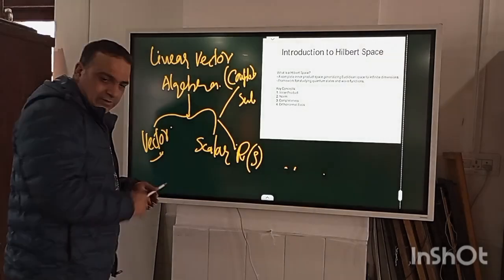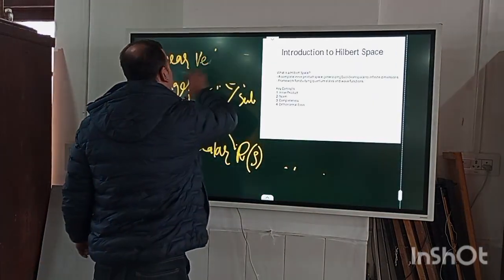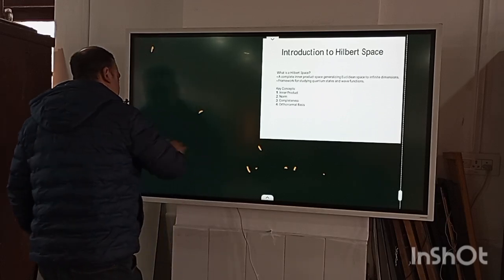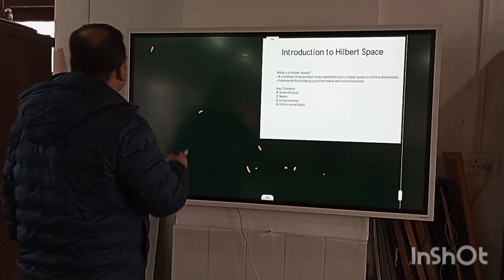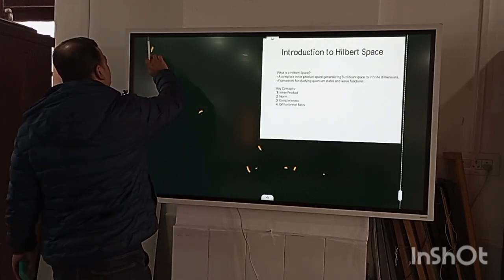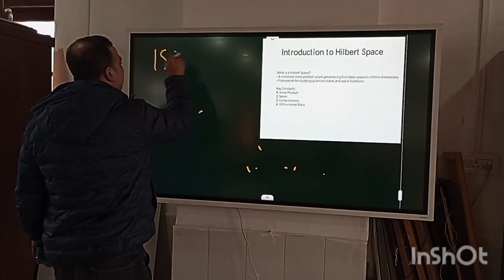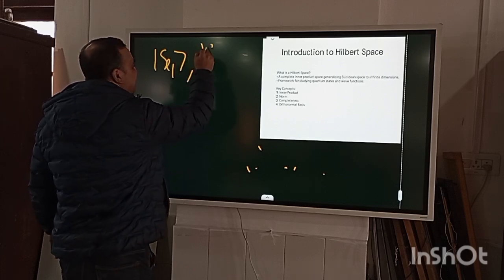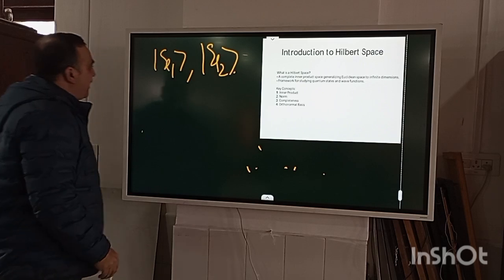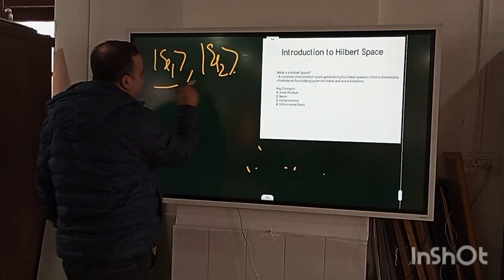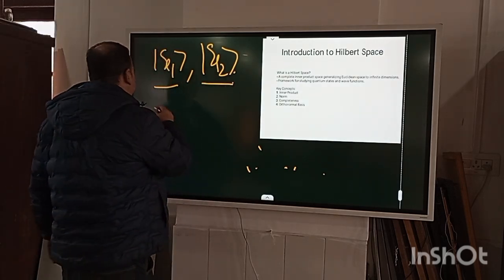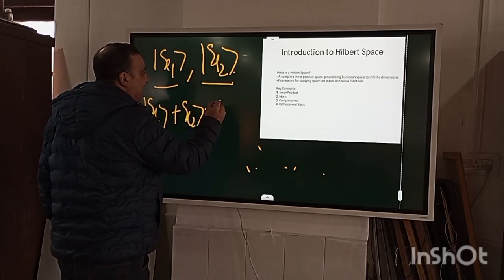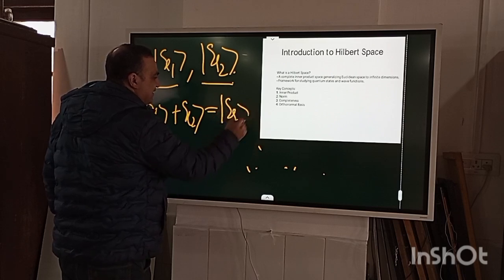Now, what does that mean? How can we demonstrate that? Suppose I define the ket of zeta 1. It is a state vector, an eigenstate, and another state is zeta 2. And these two states should add up vectorially. So zeta 1 plus zeta 2 should lead us to another eigenstate, zeta 3.